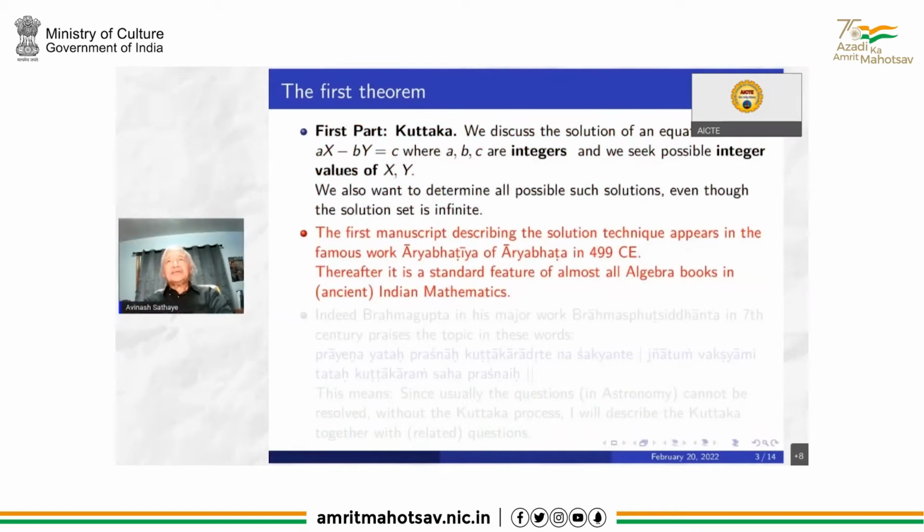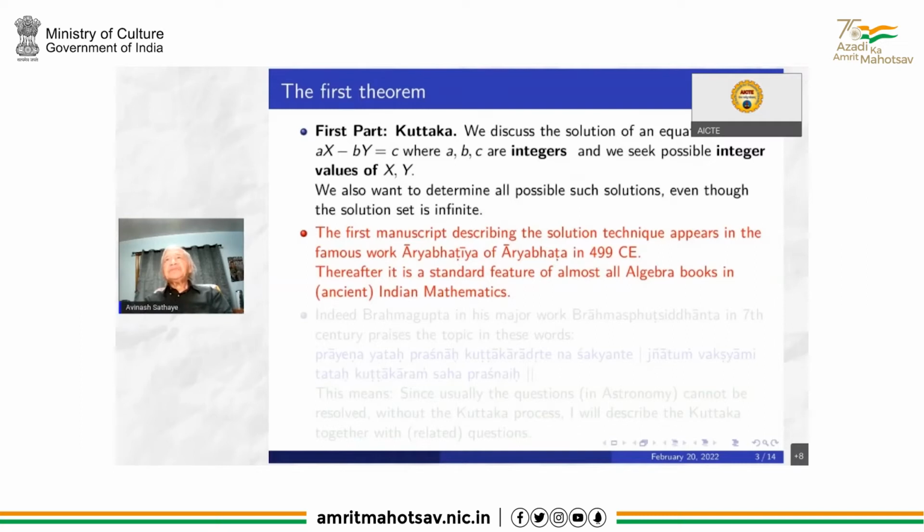Let us start with this page now. The first part of the two theorems that I am talking about is called Kuttaka. We discuss the solution of an equation of the form ax minus by equal to c, where a, b, c are integers, and we seek possible integer values of x, y. We also want to determine all possible such solutions, even though the solution set is infinite.